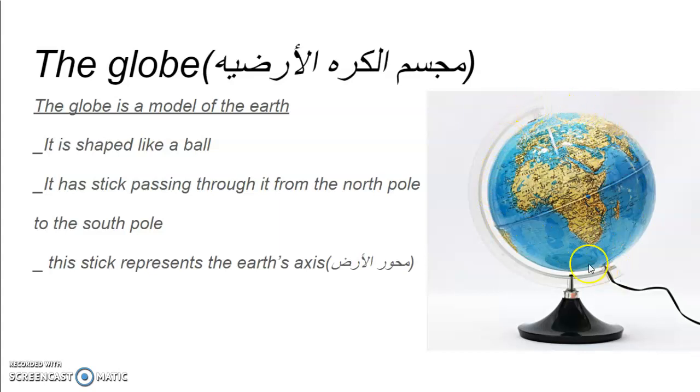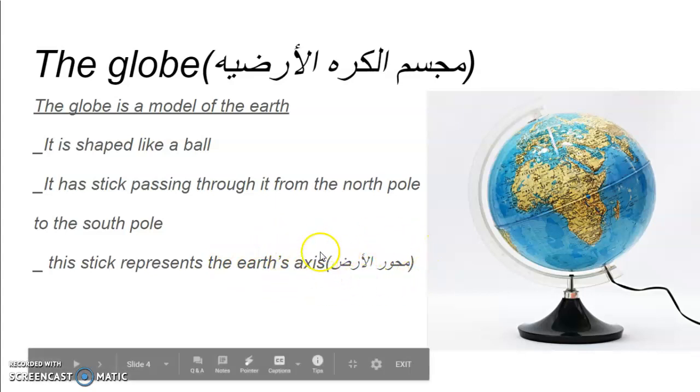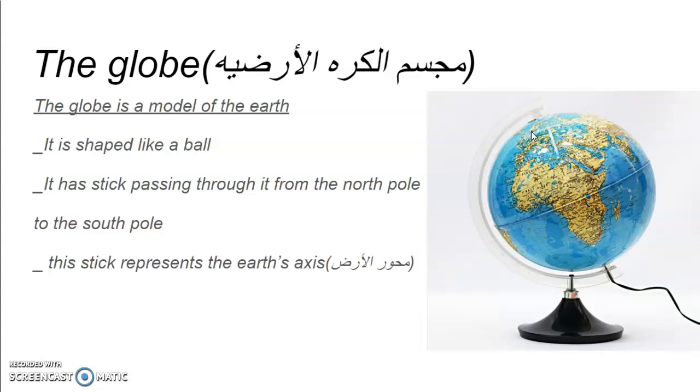It has a stick passing through it from the North Pole and the South Pole. فيه زي عصاية بتمر من القطب الشمالي والقطب الجنوبي. This stick represents the Earth's axis. هذا بيمثل محور الأرض. The axis is محور. Earth's axis محور الأرض. So it's shaped like a ball. It has a stick passing through from the North Pole and the South Pole, and this stick represents the Earth's axis.